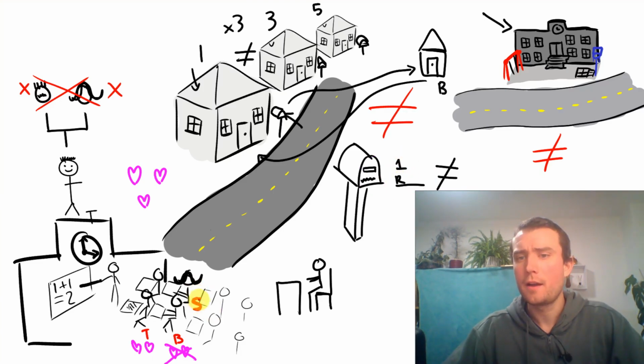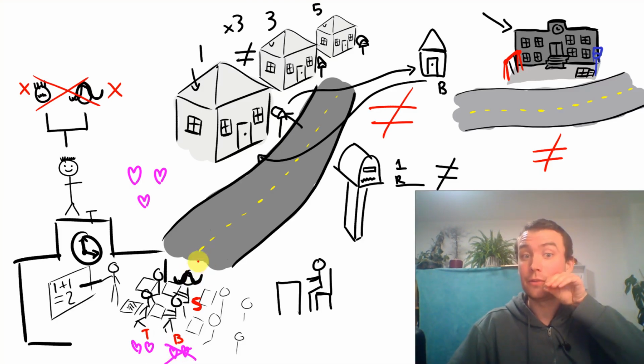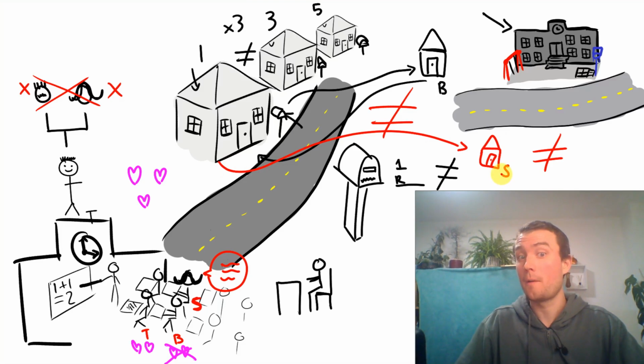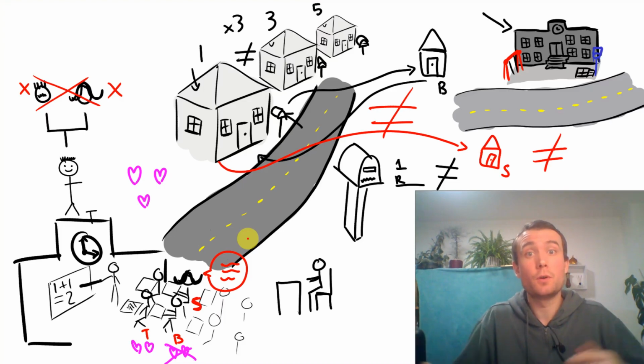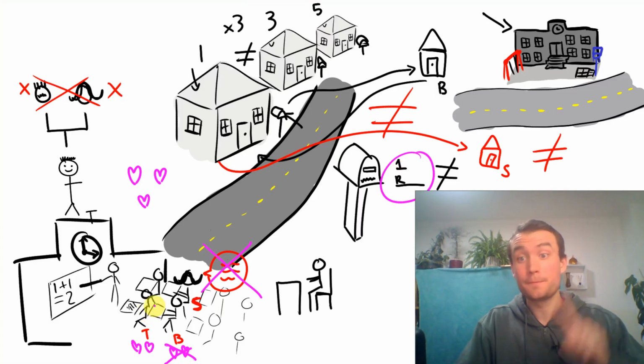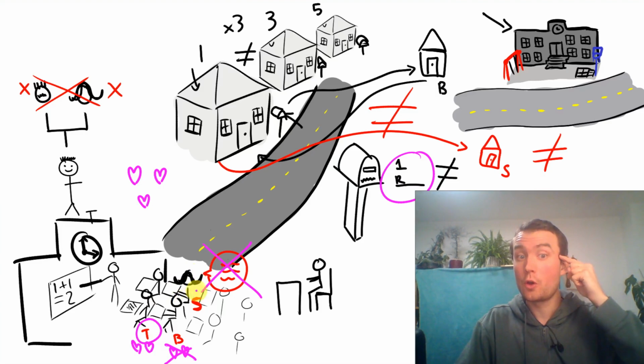But Sarah likes Tim. She doesn't like Bill. So Sarah tells Tim her address so Tim can visit Sarah. So Tim knows where she lives, knows where her house is. But of course, she doesn't tell Bill. She doesn't tell Bill her address. Only Tim knows her address.